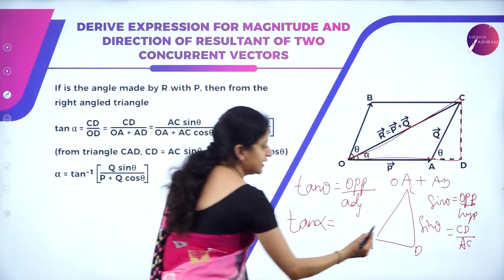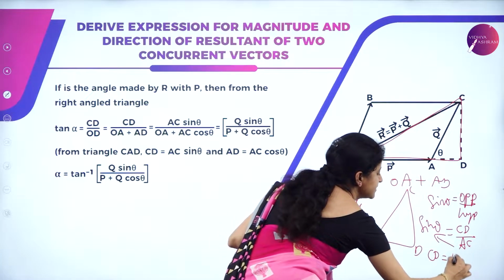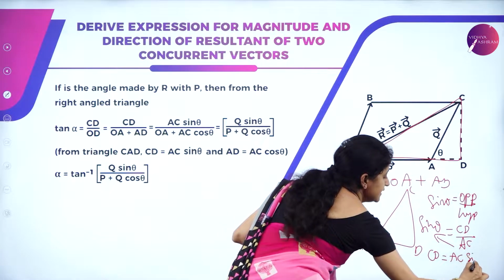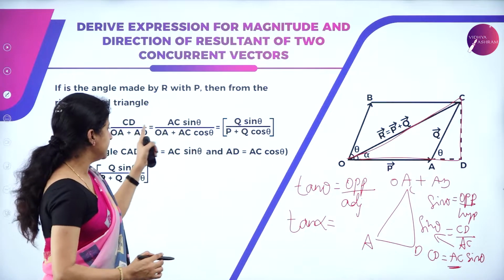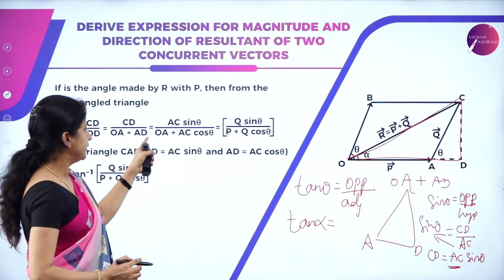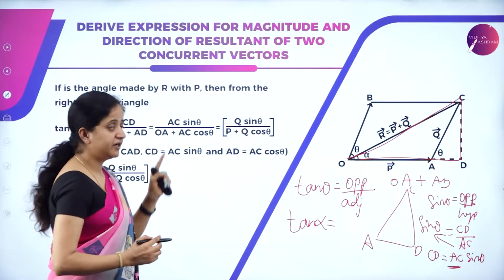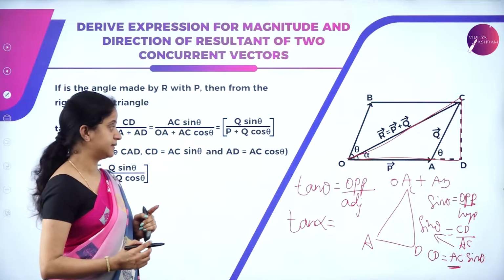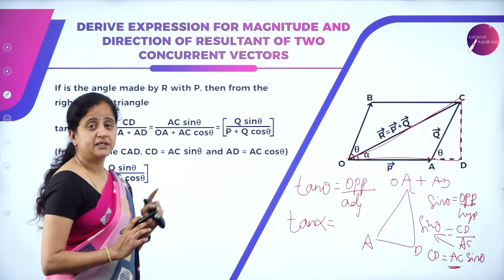CD. So for simplification purpose, we can write CD is equal to AC multiplied with sin theta. So it is AC sin theta. In the place of CD, I am writing AC sin theta divided by OA plus, in the place of AD, we will get AC cos theta. I have already shown you in the previous slide. Now let us replace these values by the respective terms.